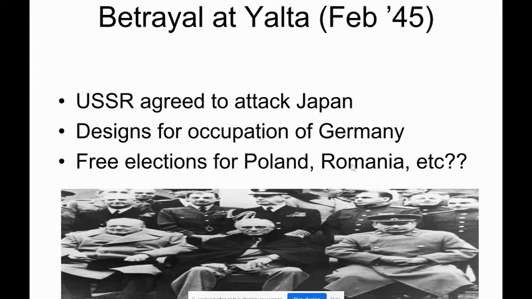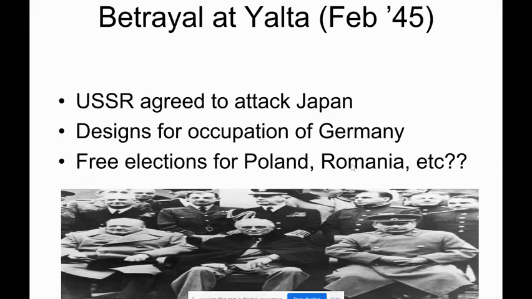And then the last one would be free elections. Now, I just told you in the previous slide that these things didn't happen. At the time in '45, there was this vision that, hey, these places would get free elections. Stalin promised for Poland that they would have free elections, and that did happen, but not for 40 years.